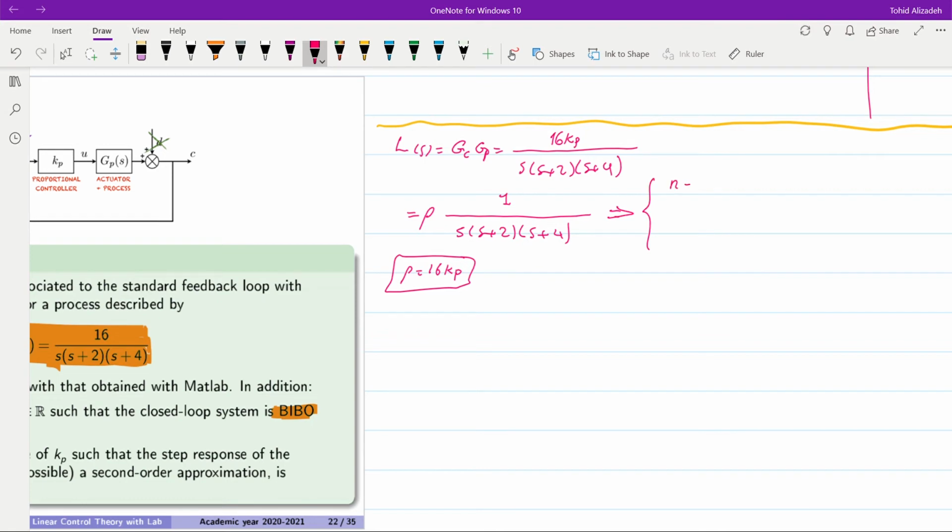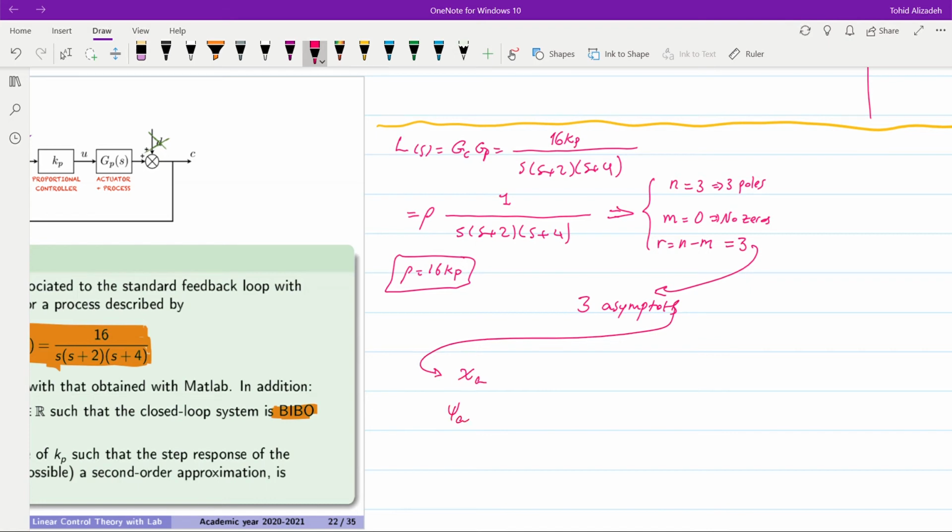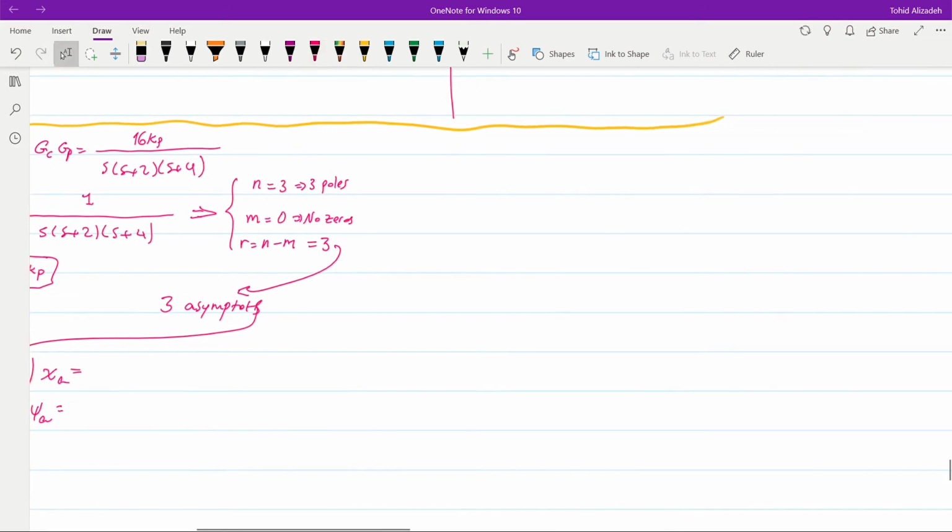We have n equal to 3, because there are 3 poles for our open loop system. m is equal to 0. There are no zeros for our system. And r, which is equal to n minus m, will also be equal to 3. And this means that there will be 3 asymptotes, for which we need to find out later XA and CA, the point of abscissa and the angles of the asymptotes.